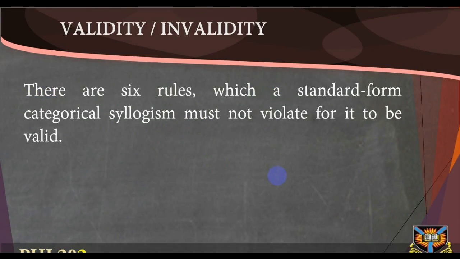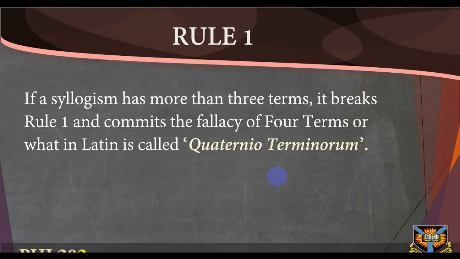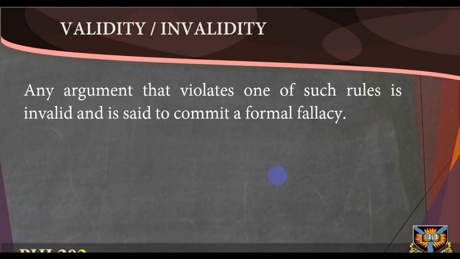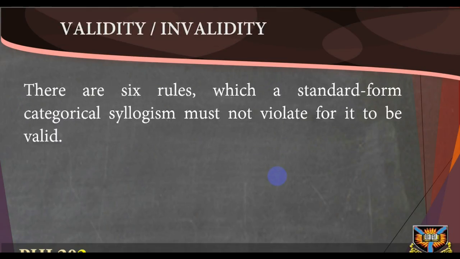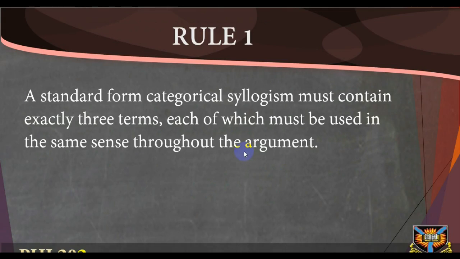Rules test for categorical syllogism. There are 6 rules which a standard form categorical syllogism must not violate for it to be valid. Any argument that violates one of such rules is invalid and is said to commit a formal fallacy. Let us now examine the rules and fallacies one after the other.